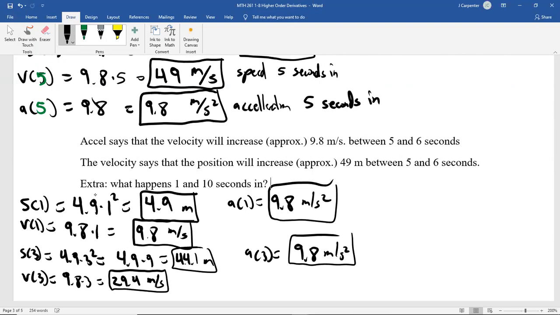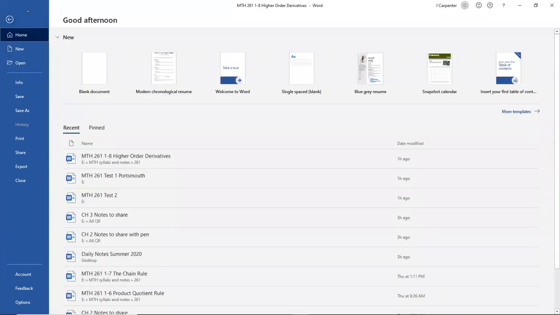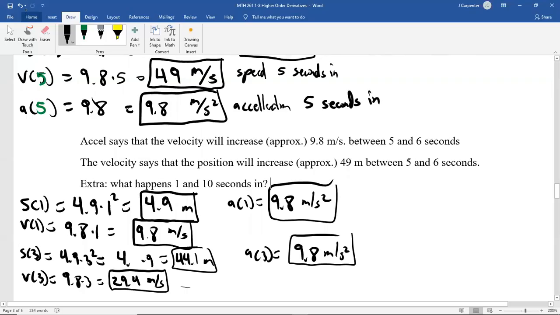So we can really see that we're picking up speed. We went from 10 meters a second to 30 meters a second pretty much. Our acceleration did not change. The acceleration is what's causing the increase in speed. And because our speed is increasing, our position is increasing quicker and quicker and quicker.